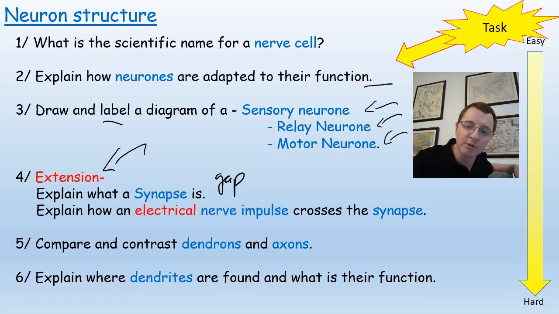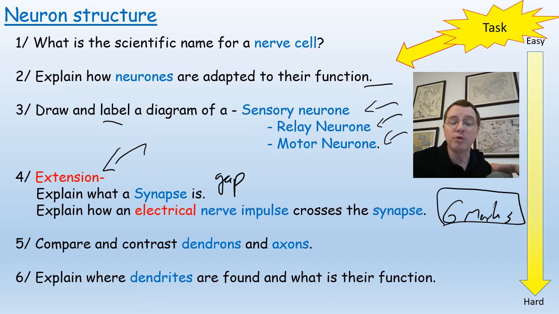Now, the answer I've just given you there would be worth about 6 marks. But if it was only a 2-mark answer, I would talk about only the neurotransmitters being released into the synapse and carrying the electrical nerve impulse across the synapse to the next cell.